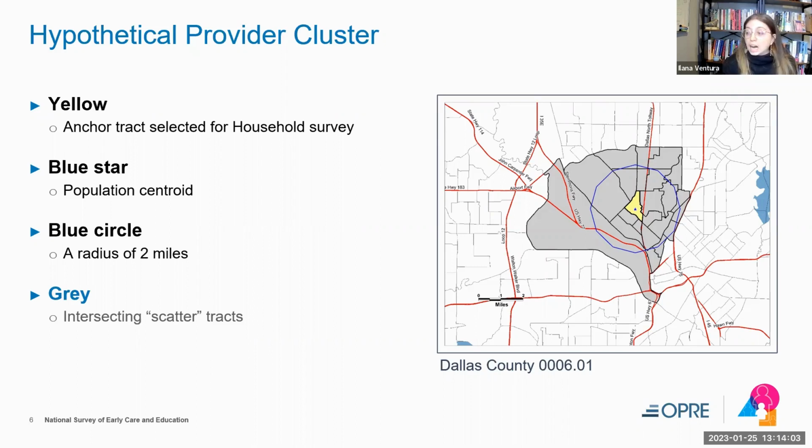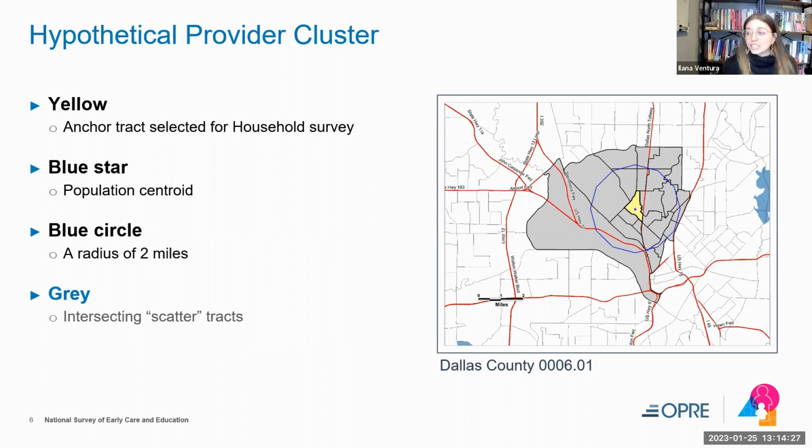Tracts, unlike, for example, voting districts, are not really gerrymandered, so they do tend to align with geographic boundaries, for example, waterways or highways. And just to make sure that we're all on the same page here with this example on the screen, the tracts are these thicker black lines.